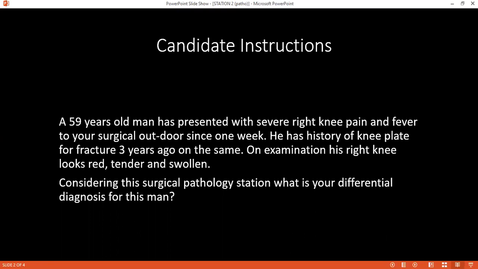Considering this patient, what might be the foci leading to this condition? The artificial knee plate that the patient had installed for the fracture. Yeah, 3 years ago. Very good.